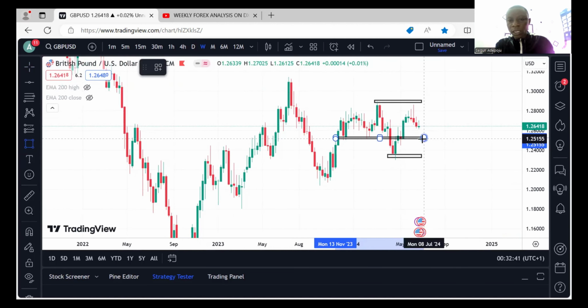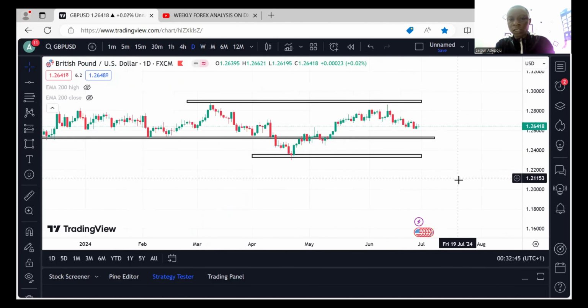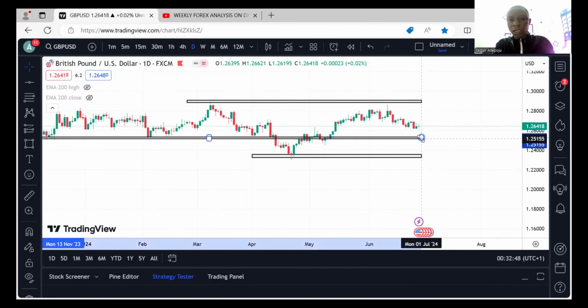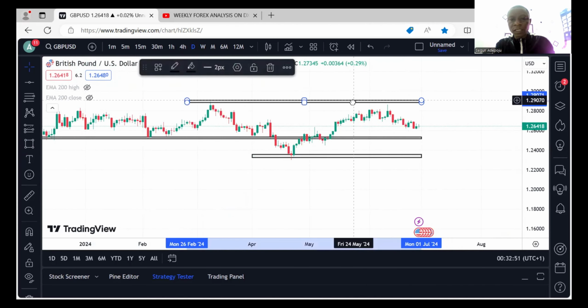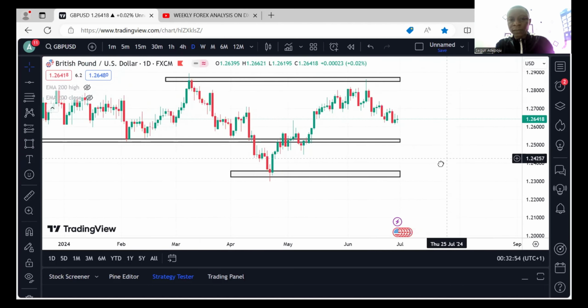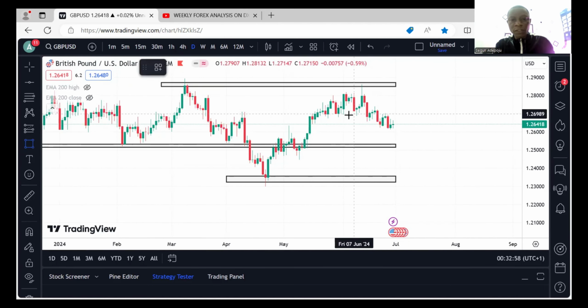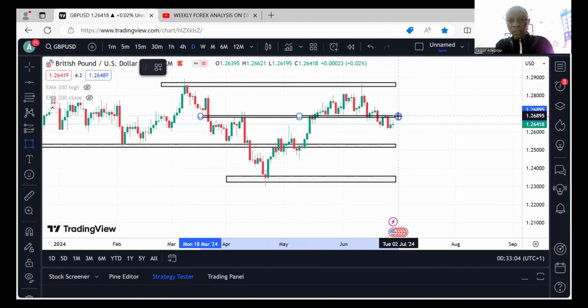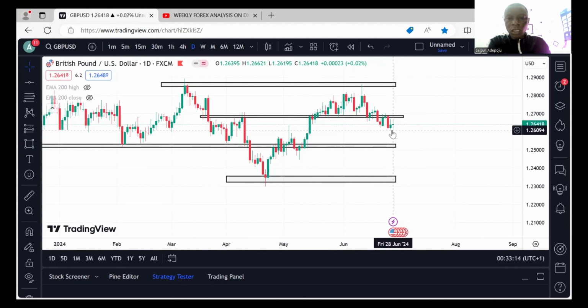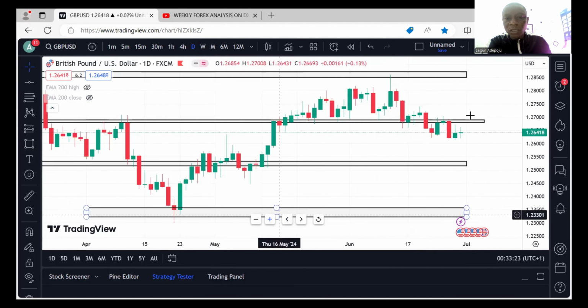So okay, let's go to daily. This is our daily time frame. On the daily, the market has broken the previous support, but it still maintains the resistance level. This is the resistance level for GBPUSD. As long as the market stays below this level, I'll still be looking for opportunities to sell.